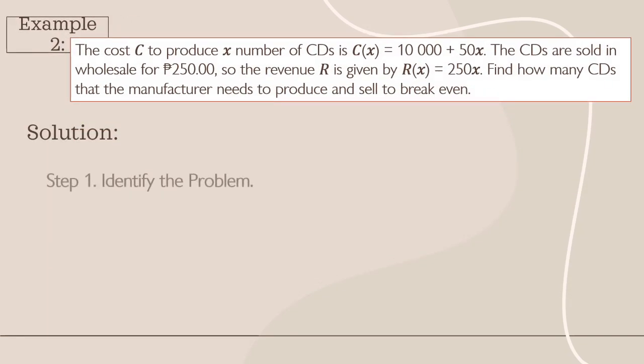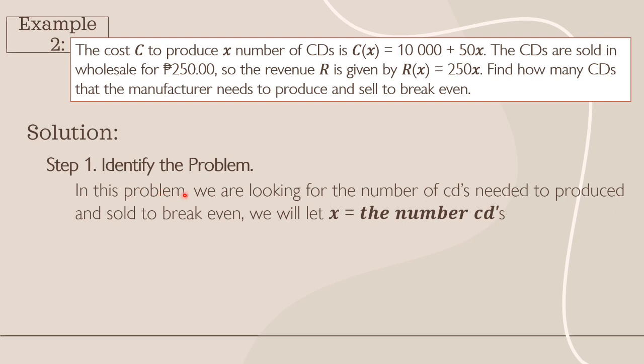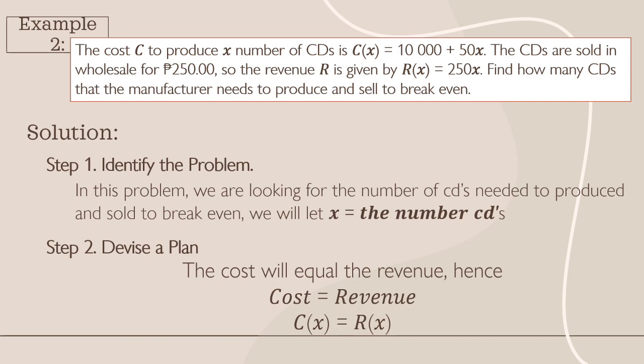Let's have now the solution. Step 1, identify the problem. What will be the problem? In this problem, we are looking for the number of CDs needed to produce and sell to break even. We will let x be the number of CDs. Step 2, devise a plan. What will be the equation we're going to use? Here, the cost will equal the revenue. Hence, cost is equal to revenue. So we have C of x is equal to R of x.